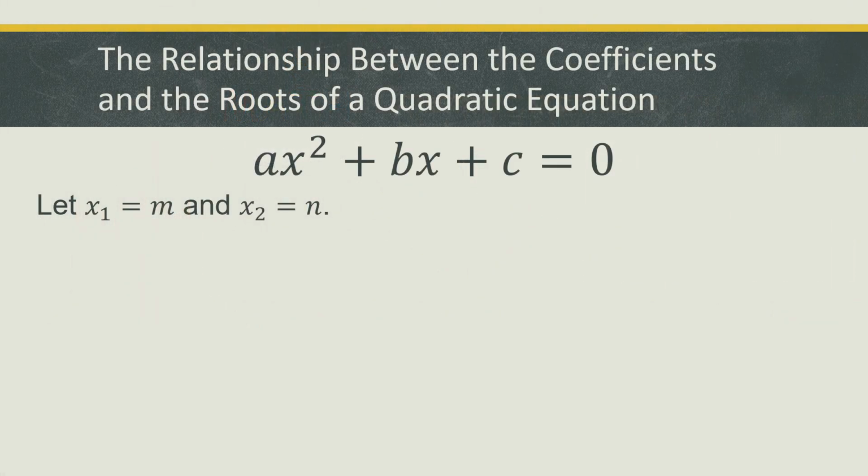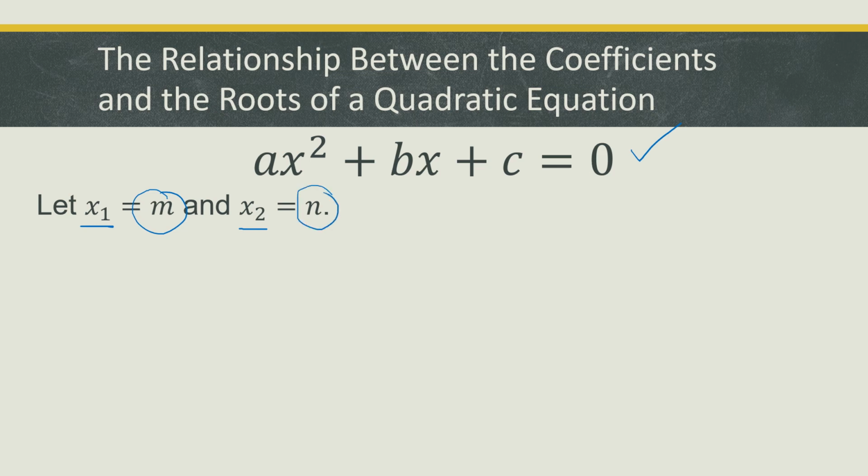There's what we call a relationship between the coefficients and the roots of the given quadratic equation. So let's say that the standard form of the given quadratic equation is ax squared plus bx plus c equal to 0. And let x sub 1 be our first solution, which is m, and x sub 2 be our second solution, which is n.